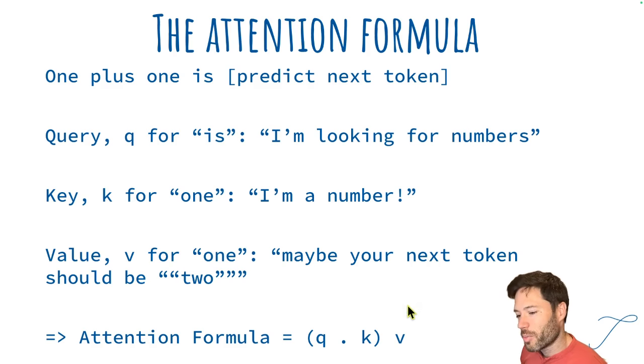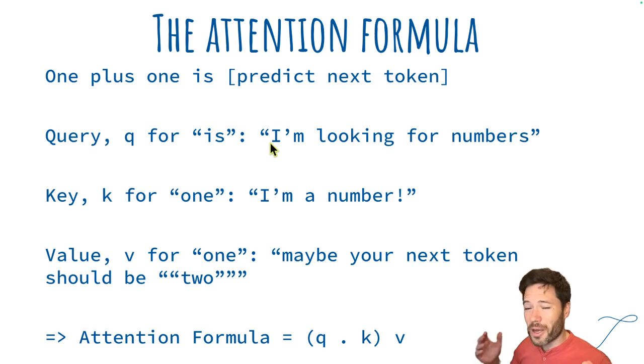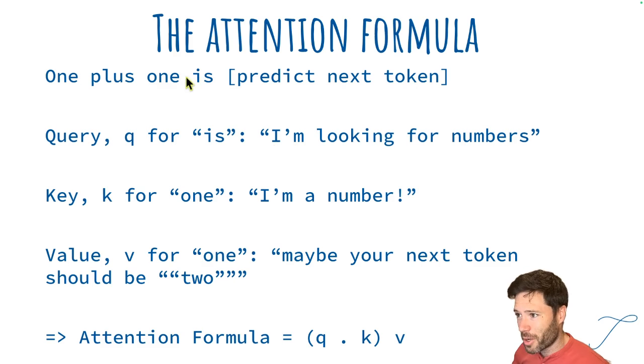I'm getting to the end here, but just to give you an intuitive explanation, think about this phrase here, 1 + 1 is, and we're trying to predict the next token here, which should be 2. So let's say we're trying to predict this token. Let's go through the steps for doing that with attention. First, we have the query. So we say the query for "is", because we're going to run a query at this position to predict the next position. The query is going to be something like, I'm looking for numbers. So I'm looking behind me here to see if there are any numbers.